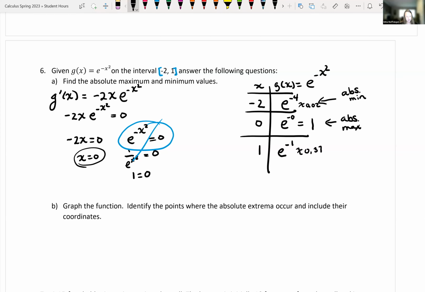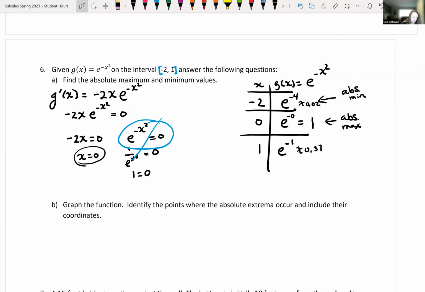So graph the function, identify the points where the absolute extrema occur and include their coordinates. So we have these points in here, and we can go a little further with our graph by finding concavity. So when x equals -2, we got about, I'm going to make one up here, something really close to the x-axis, 0.02. When x was 1, we got 0.37. I'm just estimating on here. And when x was 0, we had 1.